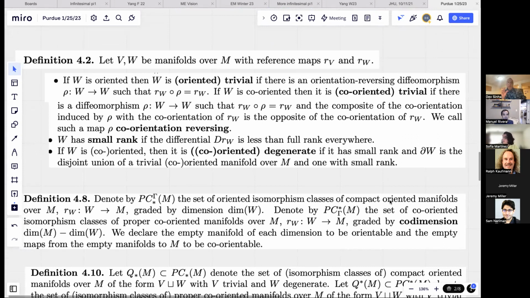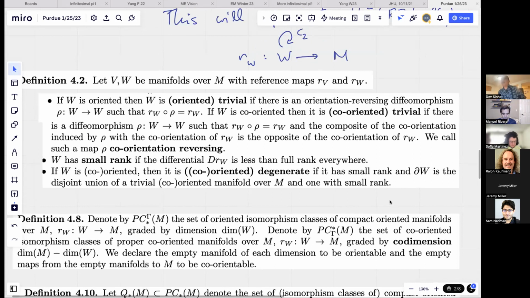We say something is trivial if there's an orientation reversing diffeomorphism of it that commutes with a reference map. So again, what we have is, for example, RW is a map from W into M. Ultimately, we will define cochains through this data, but with an important proviso down below. So if I can basically act by C2 that commutes with this reference map, then I'm going to be trivial. And the key thing is that boundary squareds are going to be trivial.